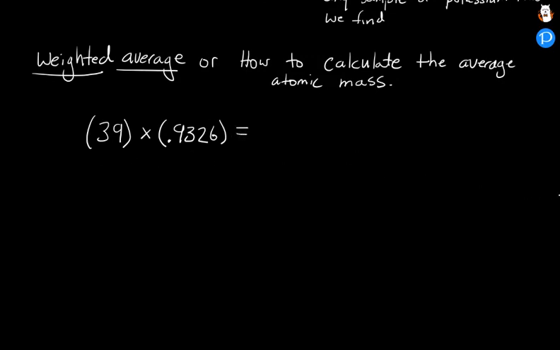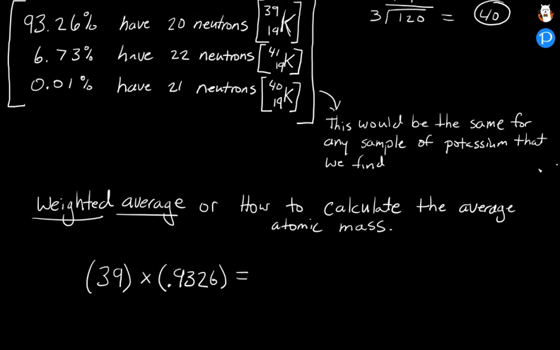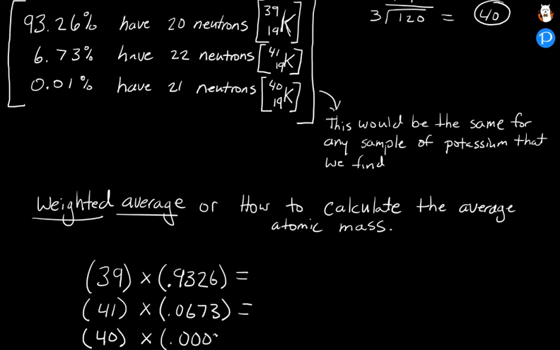So then for the other 2, I'm just going to leave this right here. So for a mass of 41, multiply that by, move that decimal 2 places, 0.0673. And then the final one there, potassium 40. We find that only 0.01%, so move that decimal again 2 places to the left, so that's going to be 0.0001.